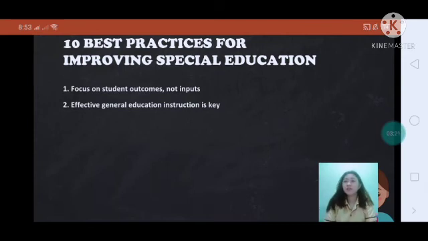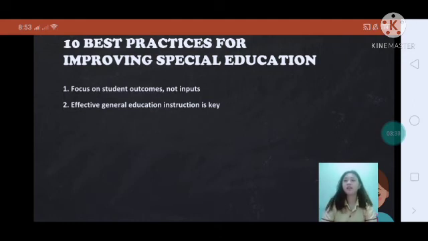Number 1, focus on student outcomes, not inputs. In too many districts, if last year's efforts didn't work as well as desired, the response is to add more staff, more paraprofessionals, more co-teaching, and more hours of service.